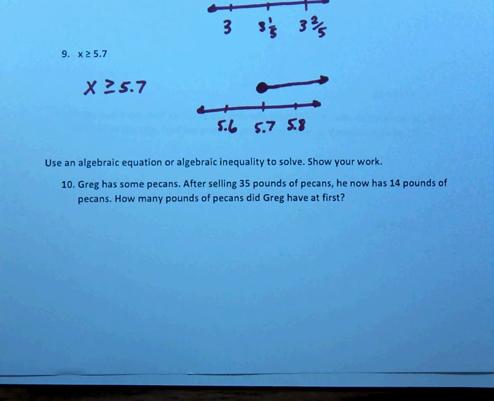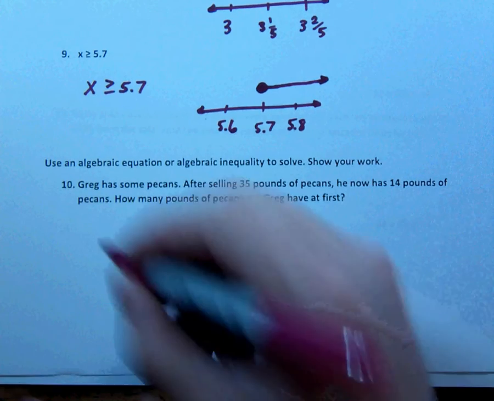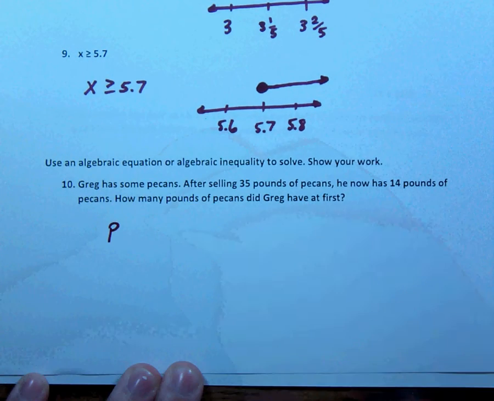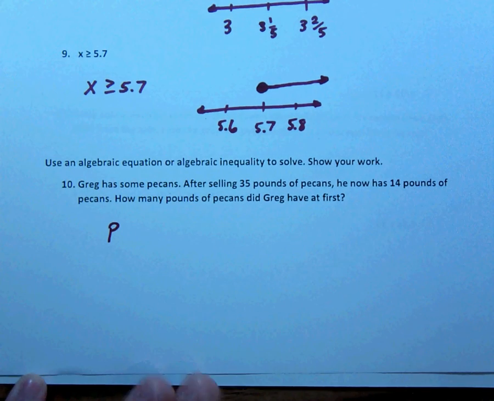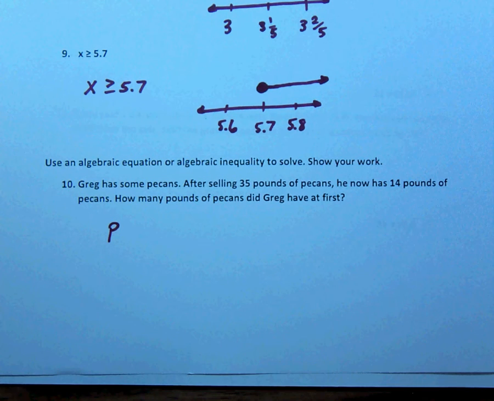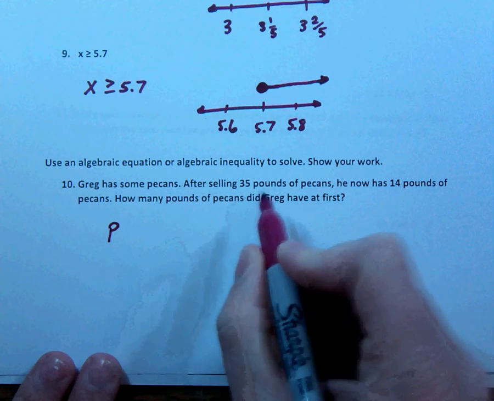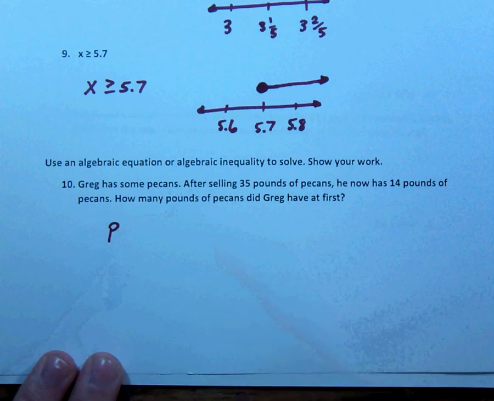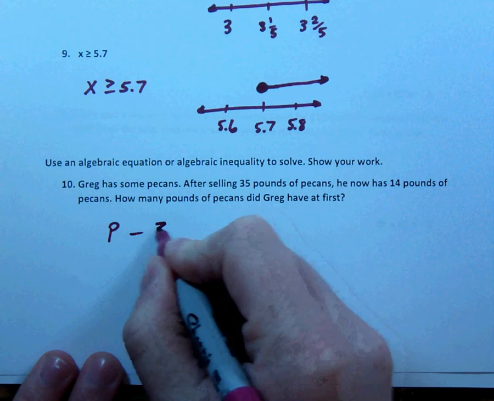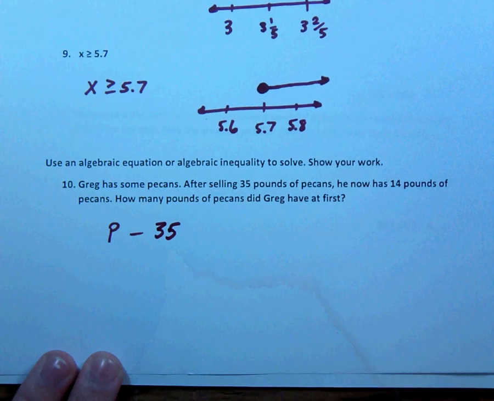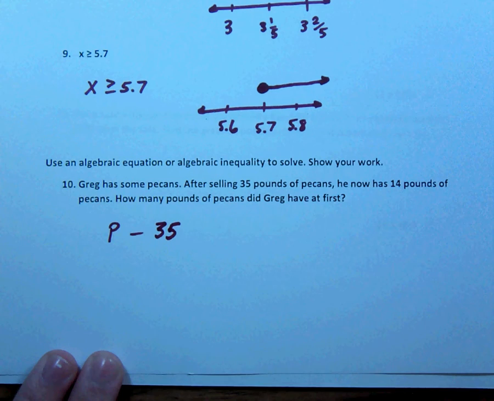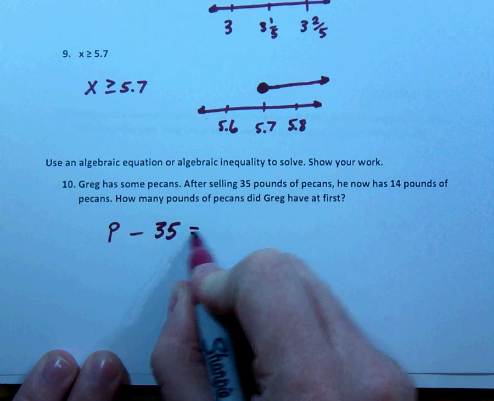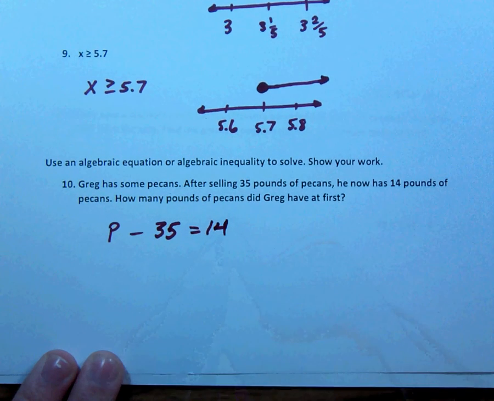What do you do when you don't know how many pecans there are? Yell it out. Make a variable. Yeah. So I'll choose P for pecans. After selling 35 pounds of pecans, so when I sell something, those go away, so minus 35. He now has 14 pounds of pecans left.